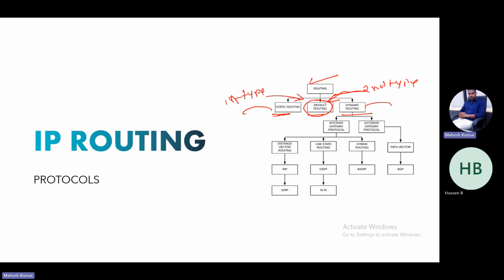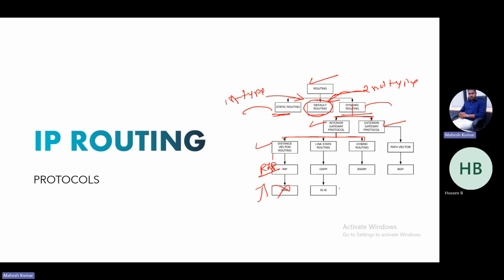Normally we'll discuss dynamic routing. In dynamic routing protocols we have two types, categorized in two ways: first is the interior gateway protocol, second is the exterior gateway protocol, so IGP and EGP. In IGP we have three different categories. First is the distance vector routing protocol. Under this we have RIP, Routing Information Protocol. RIP is an updated version of IGRP, which is not used nowadays.